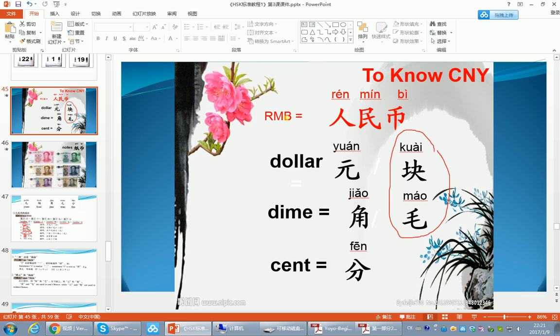The first one, we call Chinese money RMB, 人民币. 人民币: 人民 means people and 币 means coin. Dollar, yuan or 块. Dime, 角 or 毛. Cent, 分. I know in America you usually don't use them, but in China we use it. It means 10 cents. 块 and 毛 we often use in oral Chinese, and yuan and 角 we often use in written Chinese.